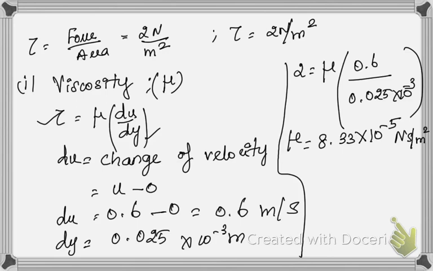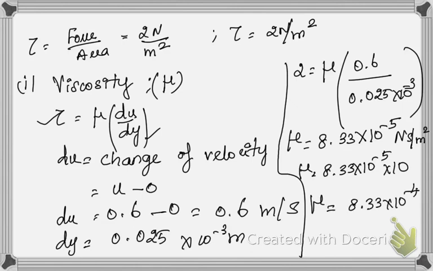Okay, so supposing if I have to tell in terms of poise, then I have to multiply by 10. So mu is equal to 8.33 into 10 power minus 5 into 10, which is mu is equal to 8.33 into 10 power minus 4 poise. So if viscosity is given in poise and I have to get it in terms of Newton second per meter square, I have to divide the value, but here the value is given in Newton second per meter square. To convert it into poise, I have to multiply by 10. So this is one answer. So we have completed the first part.